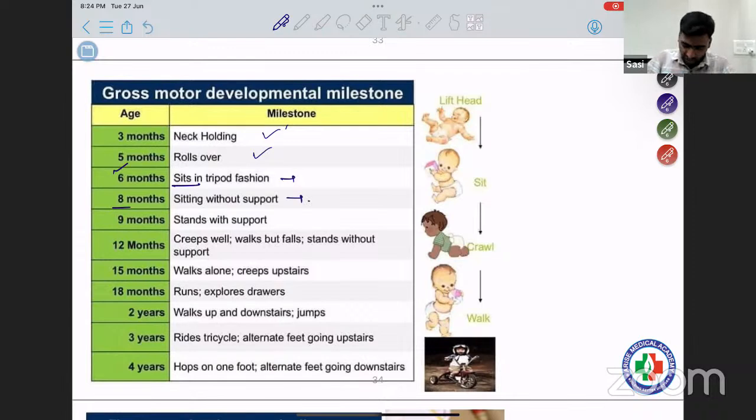Next one, after getting committed, you will become late. Later you will start standing. After a while, you need some support to stand. So at 9 months, the baby will stand with support. And after standing for a long time, your girlfriend comes late. If you ask something, she will tell you, don't be creepy. So the baby will creep around 12 months. If she ignores you and tells some bad things about you, you will get depressed and you will walk alone.